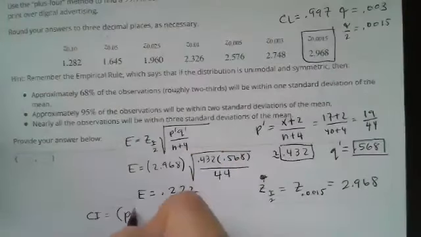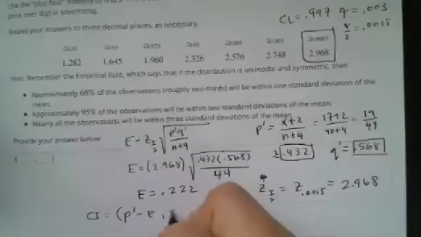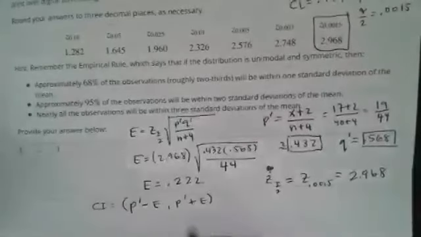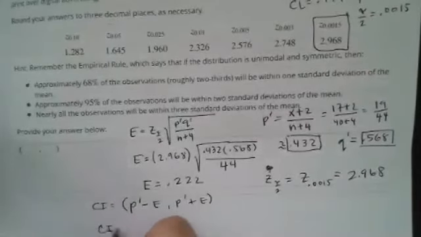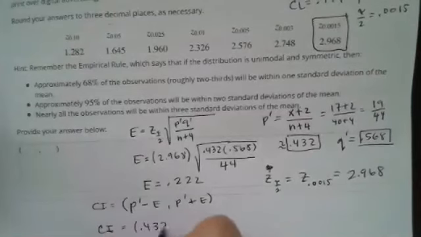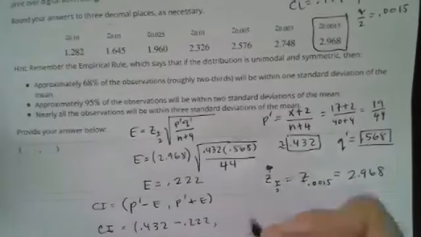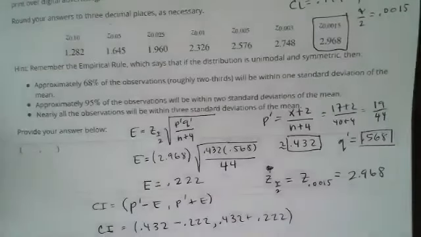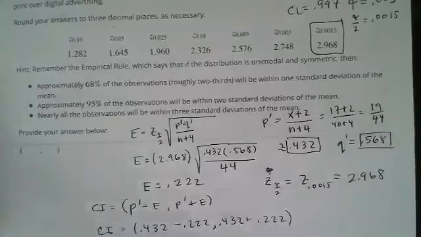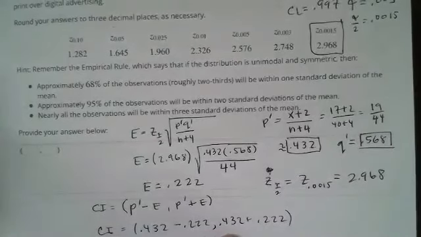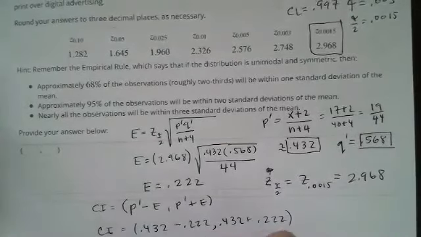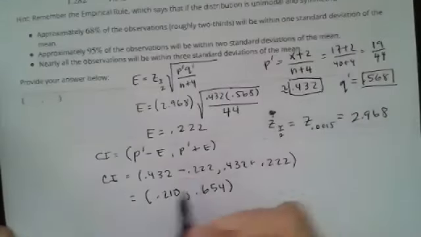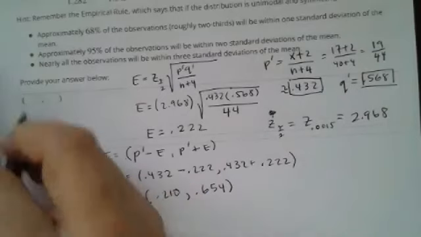Now remember, we still need to do the confidence interval. The formula is p prime minus the error, p prime plus the error. So the confidence interval is 0.432 minus 0.222 and 0.432 plus 0.222, which is 0.210 to 0.654. That's what you put in here.